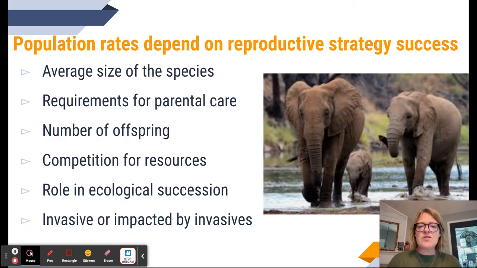And so there are a lot of factors that determine the ease or the benefit or the success, I guess, of the reproductive strategy. And so that is the average size of the species, the requirements for parental care, the number of offspring that the organisms have, the competition for resources, the organism's role in ecological succession, and then whether or not the species is an invasive species or if it's impacted by invasive species. These are all things that can help determine the success of the reproductive strategy of the organisms.